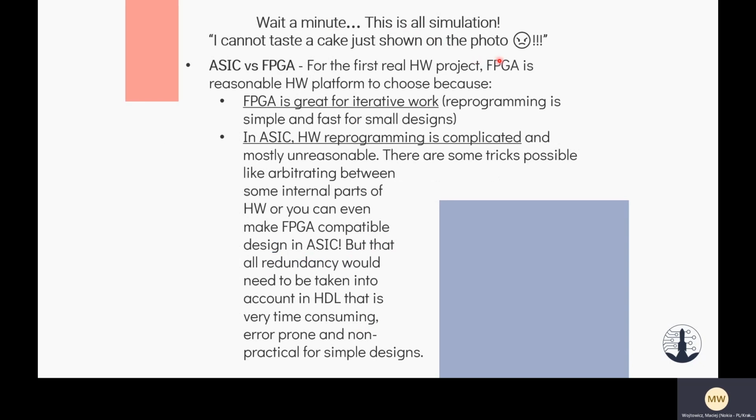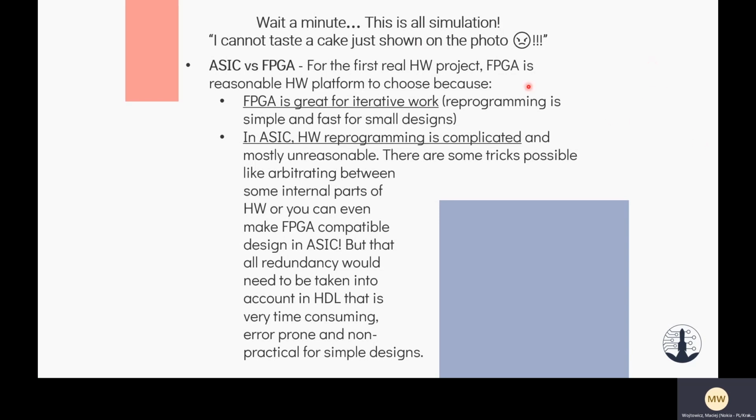Wait a minute. This is all simulation. I cannot take it in my hand, as shown in the photo. Yeah, it means that for people who like tangible things, simulation sooner or later becomes not enough. Our goal is to get our design in real hardware. So the next step for us is to select an appropriate chip architecture. The two essential ones are ASIC and FPGA technologies. Maybe there are more of them, but these two are by far the most popular.